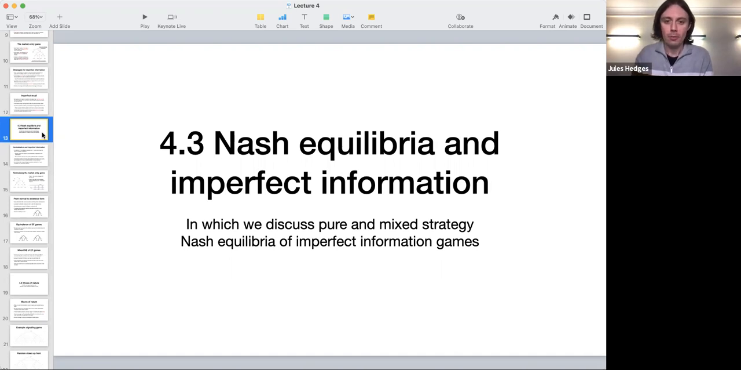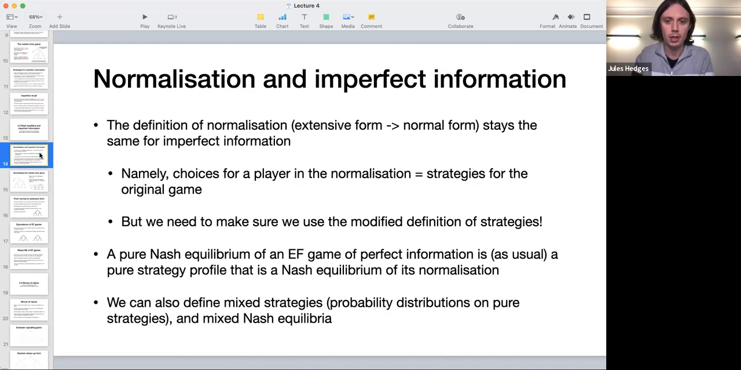So let's talk about what Nash equilibria can look like for games with imperfect information. That is, extensive form games that have information sets. In general, Nash equilibria are still defined the same way, via a normalization procedure where we turn an extensive form game into a normal form game. And then we ask, what are the Nash equilibria of the normal form game?